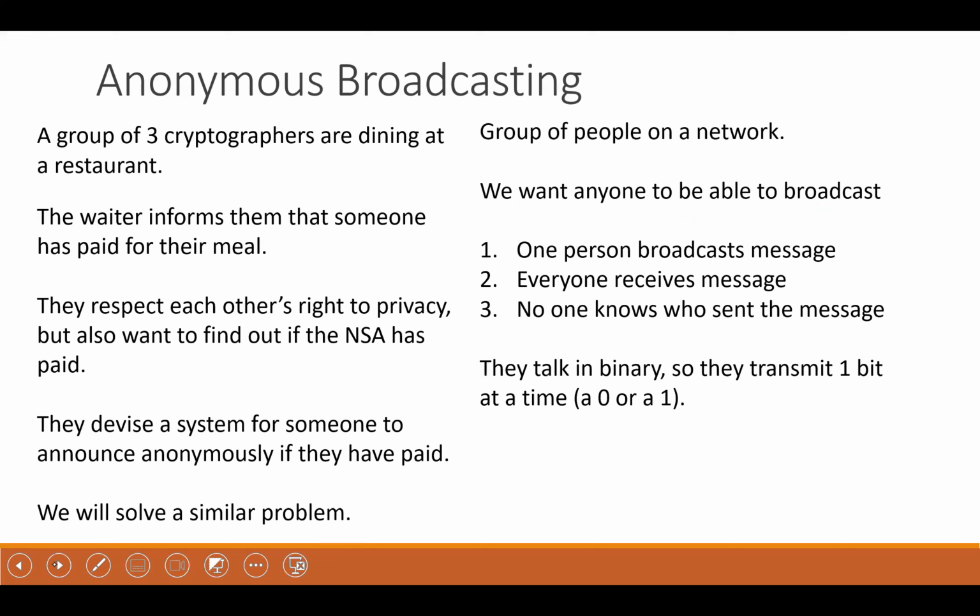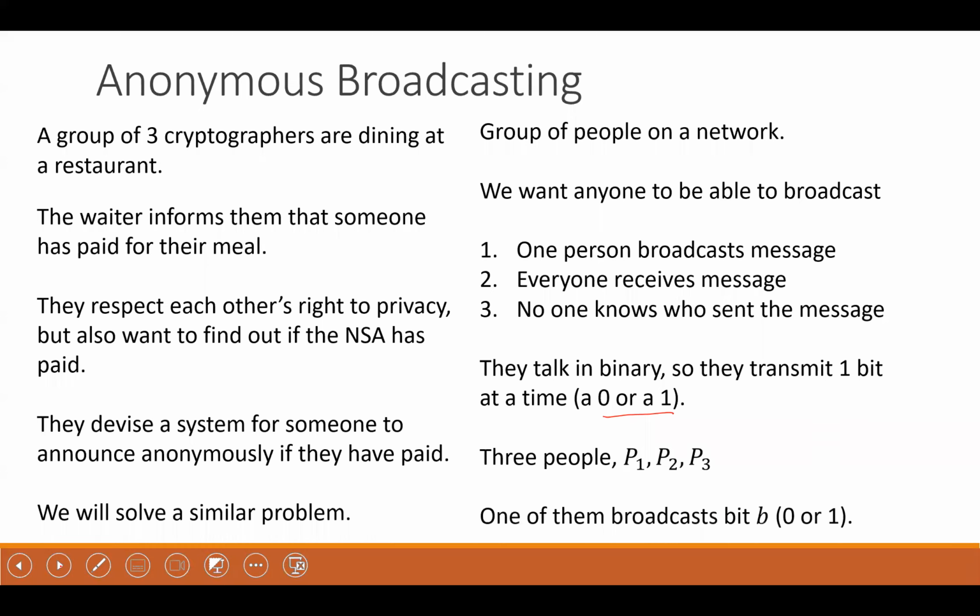On our network, we're talking in binary, of course, since it's a computer network. So we're going to transmit either a 0 or a 1, 1 bit at a time. This is a protocol that could be used to transmit more bits over a longer period of time, but 1 bit at a time. We're going to explain it for 3 people because that's the simplest, though you could generalize this for larger groups. So we have 3 people, P1, P2, P3. One of them broadcasts a bit B. To start with, we're going to assume that B is equal to 1, and then we'll talk about what happens if B is equal to 0.